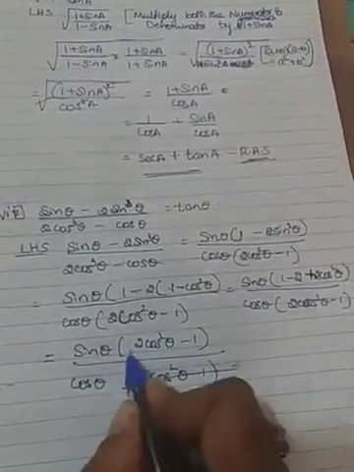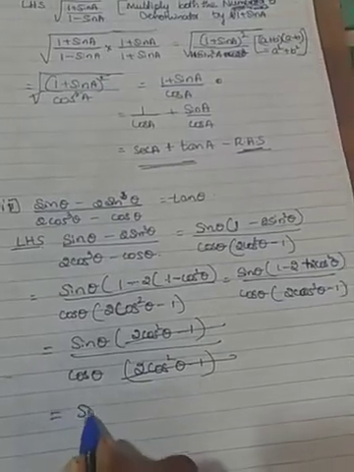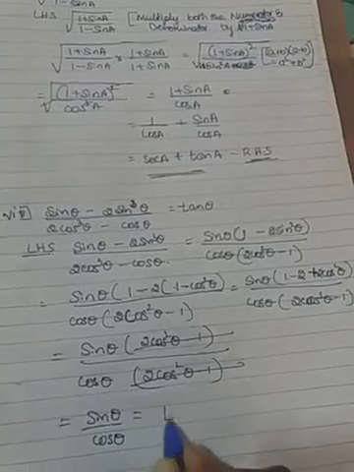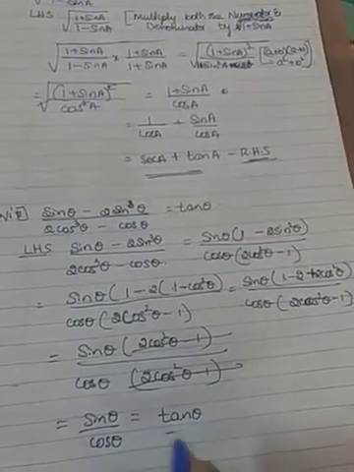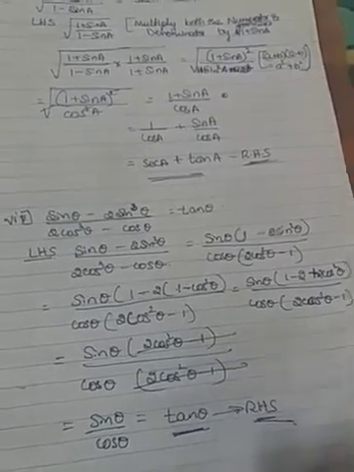So this 2 cos square theta minus 1 and 2 cos square theta minus 1 get cancelled, remaining is sin theta divided by cos theta. So this is nothing but tan theta. So this is the RHS, what we have proved.